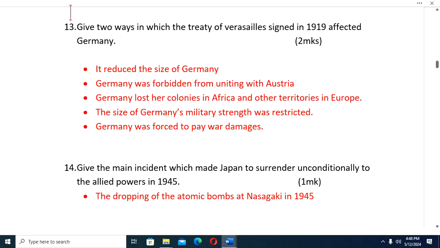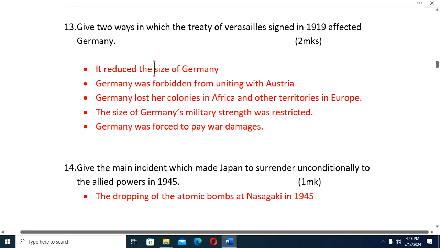Next, Germany lost her colonies in Africa and other territories in Europe. Next, the size of Germany's military strength was restricted. Next, Germany was forced to pay war damages.